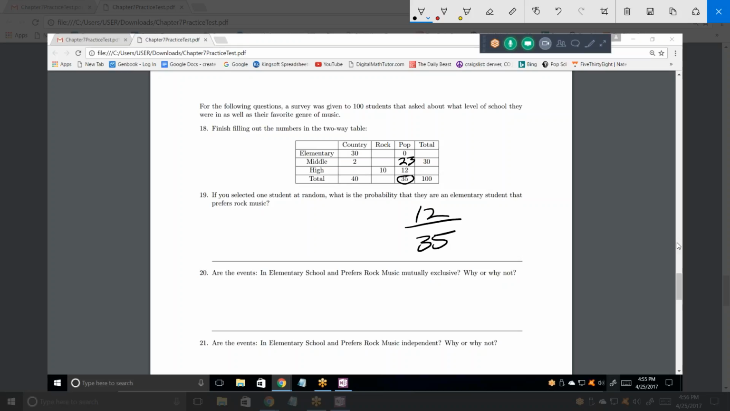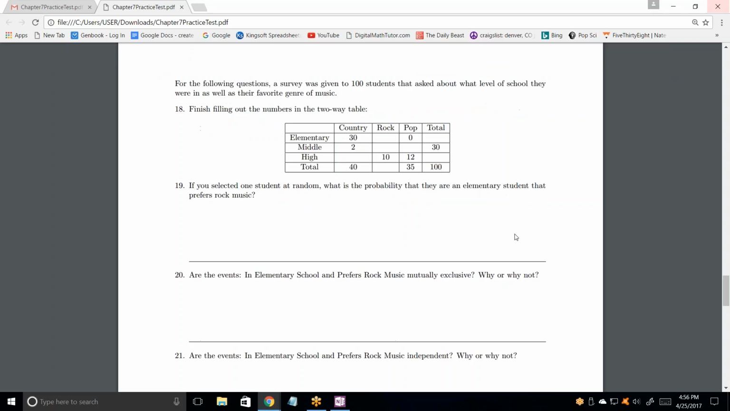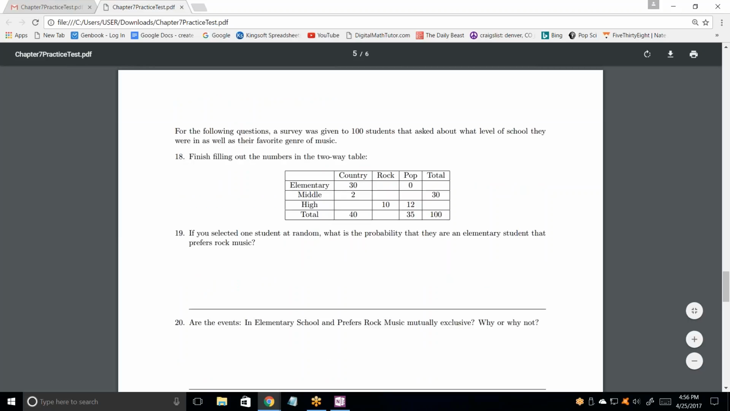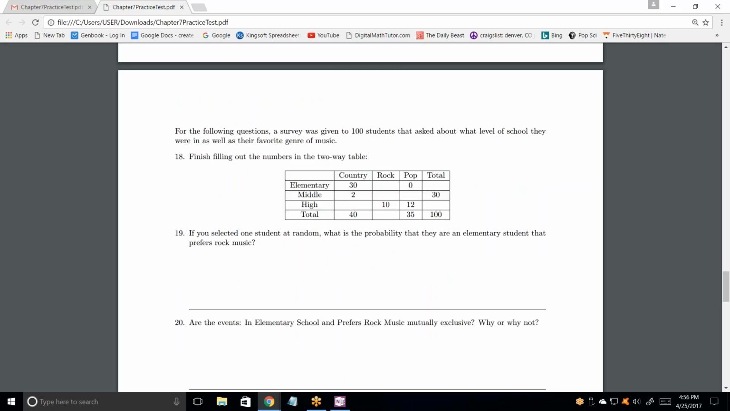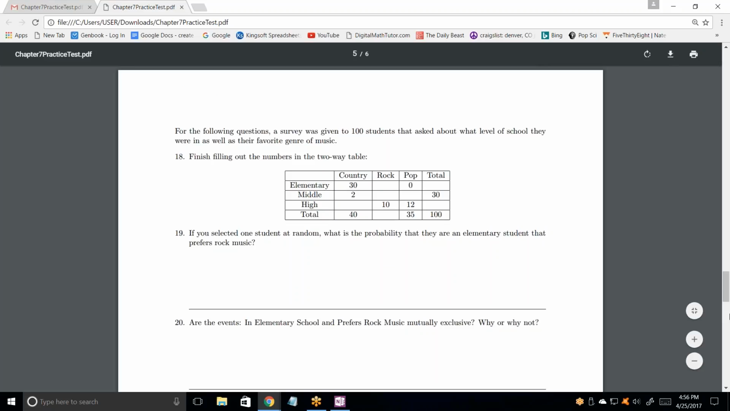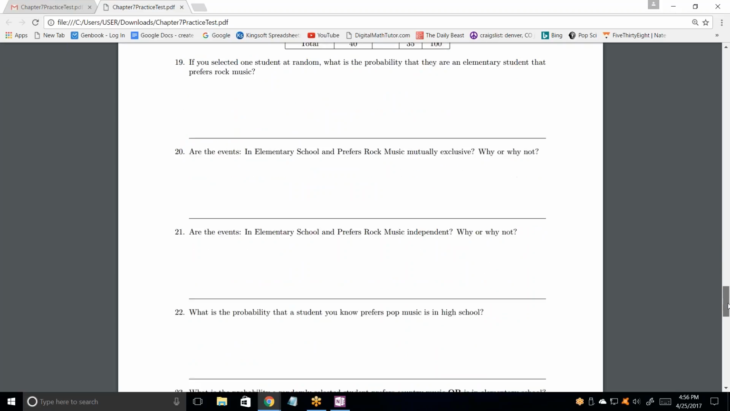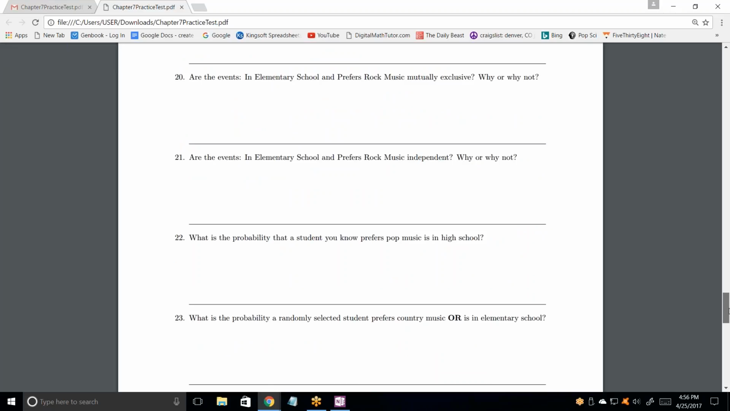So if they're asking us, what's the probability that a student you know prefers pop music is in high school? So if we know a student prefers pop music, the odds are 12 over 35 in high school. Yeah, I read it wrong. I thought they had to be in high school, and they were asking for probably a different. These are tricky, for sure.